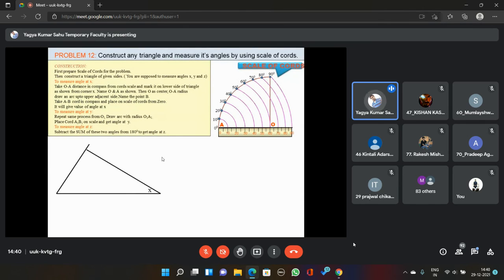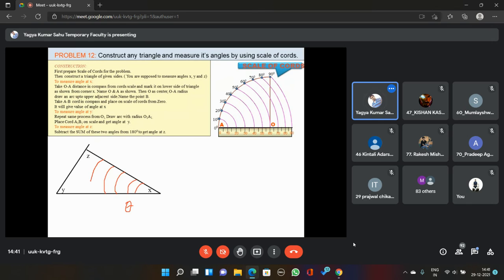Scale of chord is already drawn. Okay. You already know the steps of drawing it. Now we want to find the angle XYZ, means this one. Say this is theta. We want to measure this theta angle. Now can I draw like this for this angle theta?